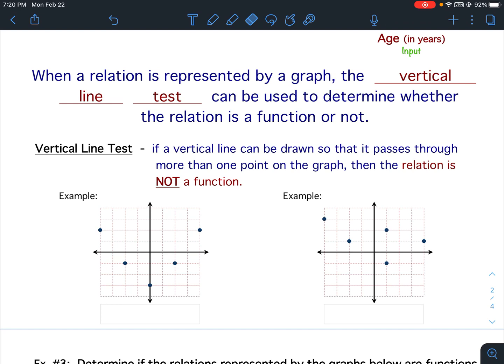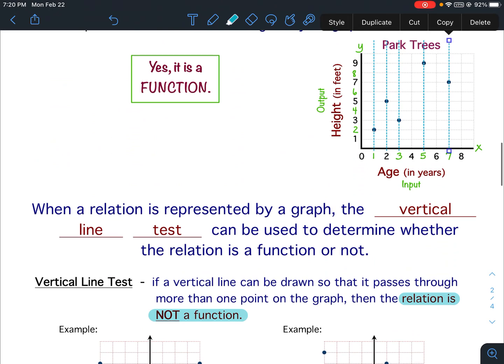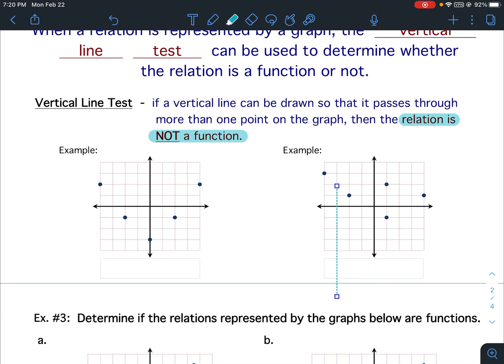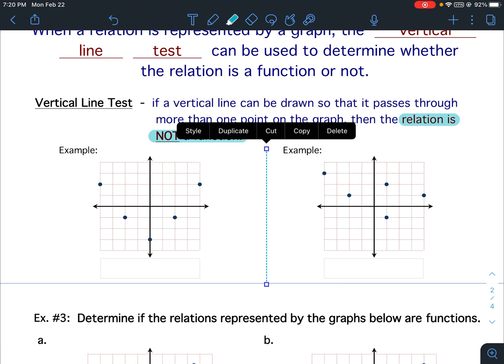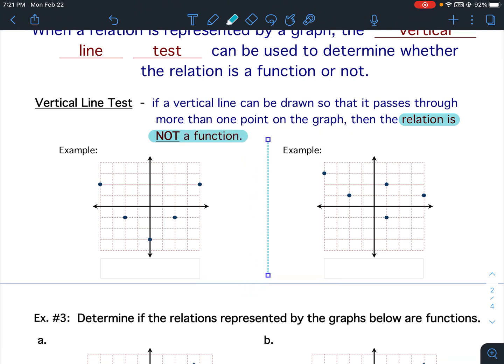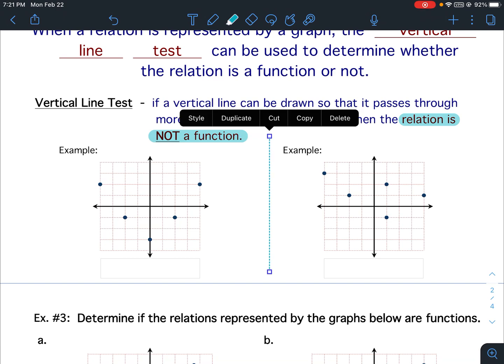Pause your video, fill in your blanks, and then also finish the definition for vertical line test, which is everything's typed except for what I am highlighting now. Okay, so your vertical line test states if a vertical line can be drawn so that it passes through more than one point on the graph, then the relation is not a function. Okay, so let's look at these examples. I'm going to drag this across the graph. If at any point it goes through more than one point on the graph, then it's not a function.